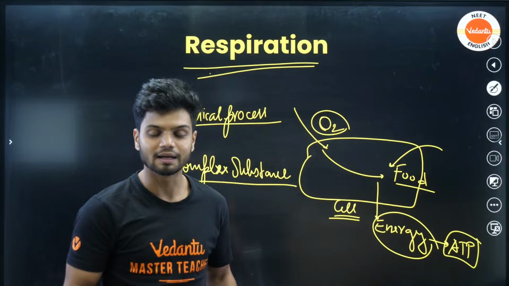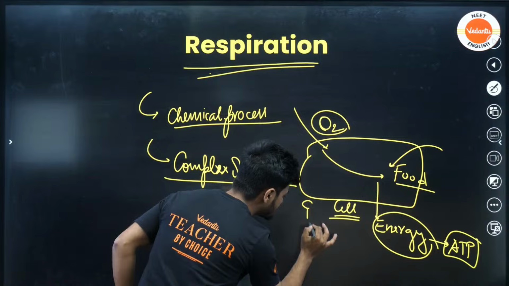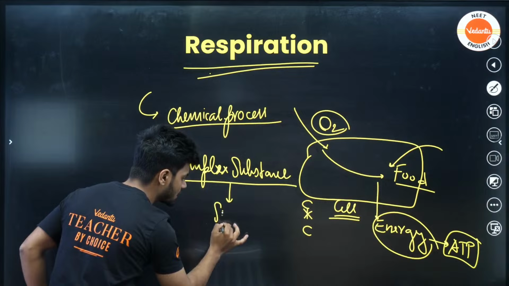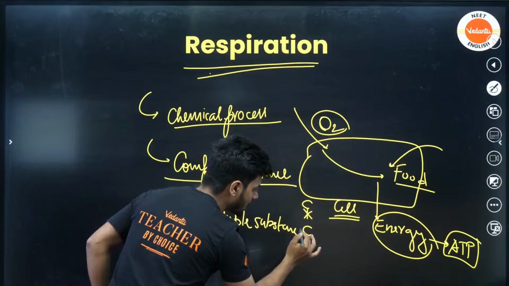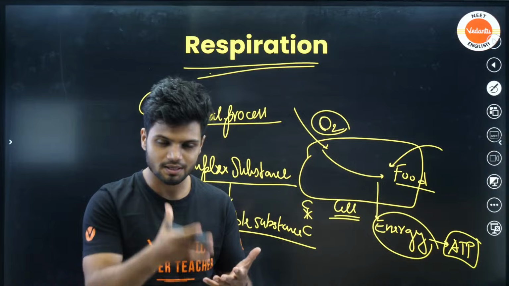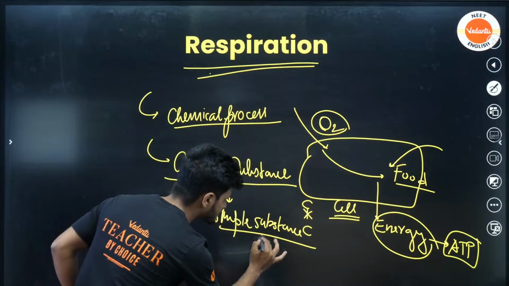That is, the carbon-carbon bond, the C-C bond, is completely broken down. A complex substance is broken down into a simple substance. When this happens, what is released? When the complex substance is broken down into a simple substance, energy is released.